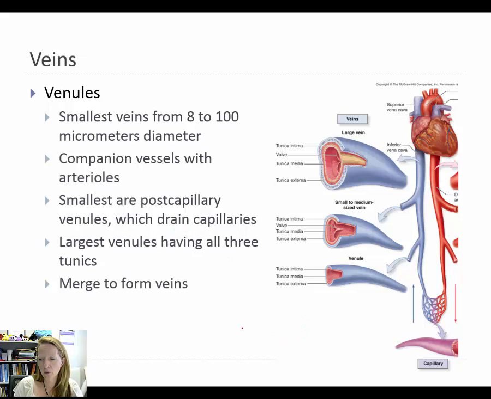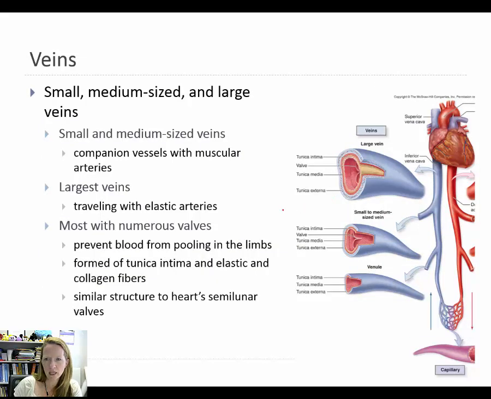And then once we get into the larger venules, they're going to have the 3 tunics. So they form the different veins, and these are easy to remember: small, medium, and large. So pretty easy peasy. Remember that the thickest layer is that externa right there. And small and medium veins are going to be companion vessels with muscular arteries. Again, whenever you learn these vessels in lab, you're going to learn like the radial artery, and it's going to have a companion, usually running right parallel with it, called the radial vein. As a companion. Isn't that great?